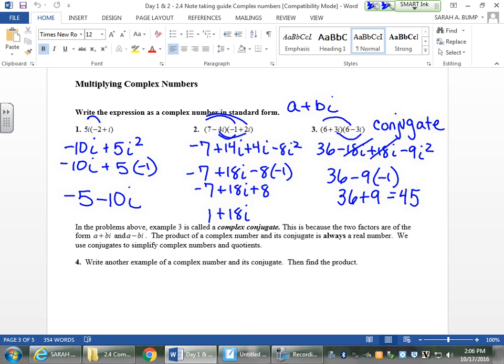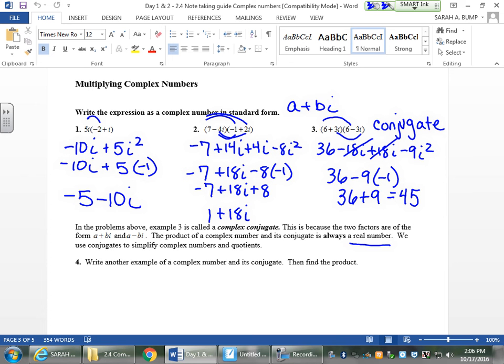And the last skill for today's notes, and then you will have some time to work on homework in class today, is division. And you'll notice down here it gives you an example. I'm kind of getting ahead of myself. It gives you an example of a conjugate. So two factors, a plus bi, a minus bi, and the answer will always be a real number. And we're going to use the idea of conjugates when it comes to division.